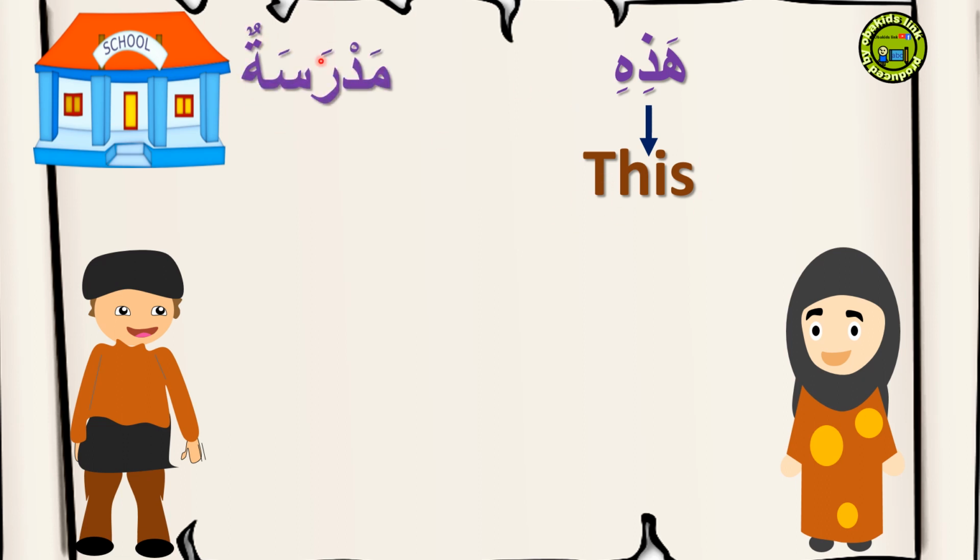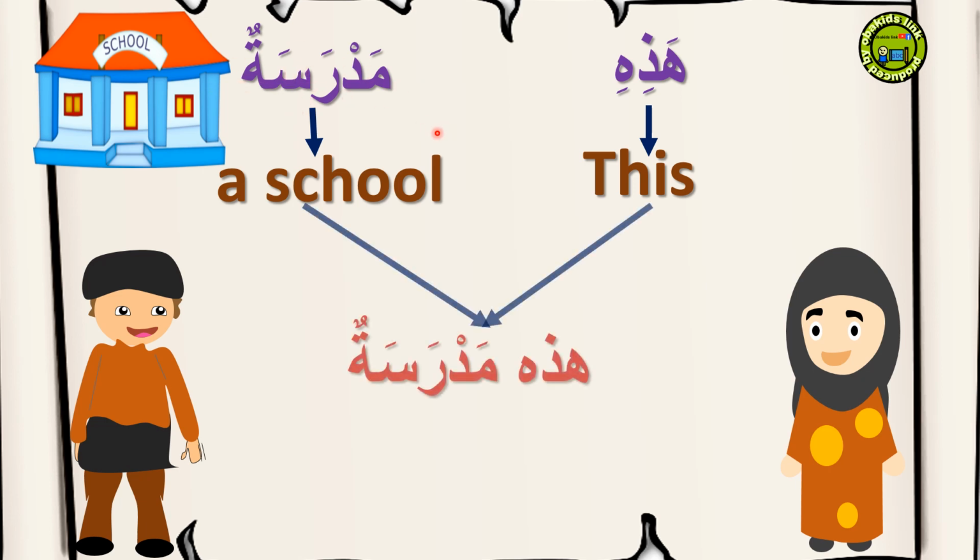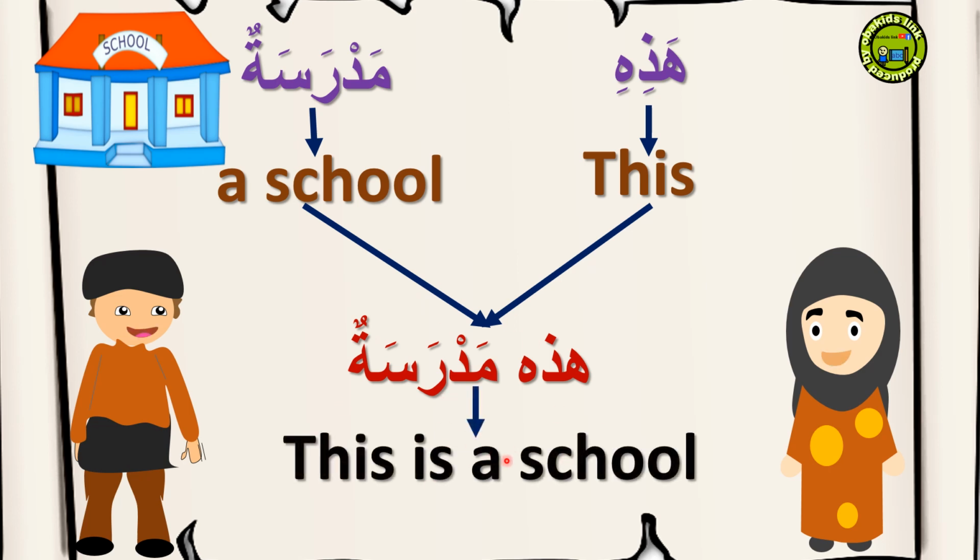This is madrasatun. Madrasatun means a school. Now if we join hazihi and madrasatun together, it makes hazihi madrasatun. Say after me. Hazihi madrasatun. Which means this is a school.